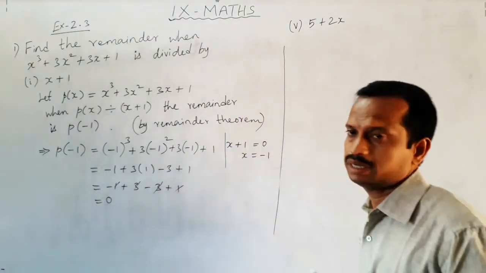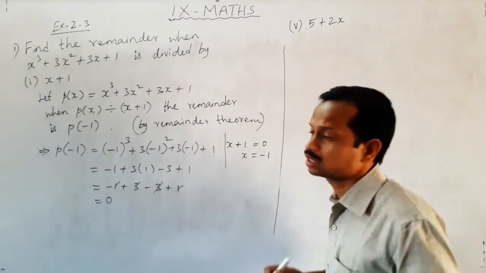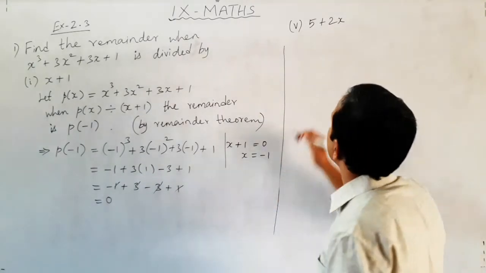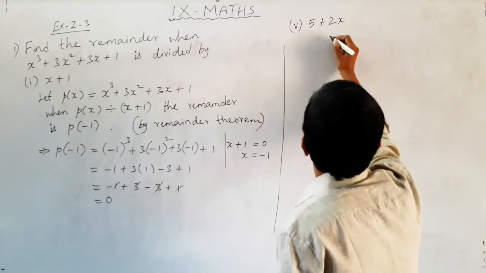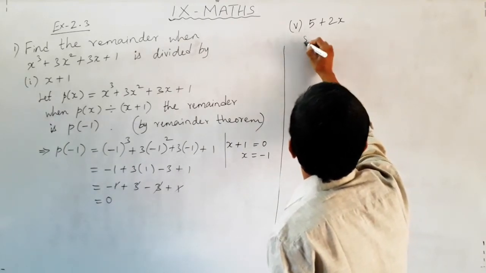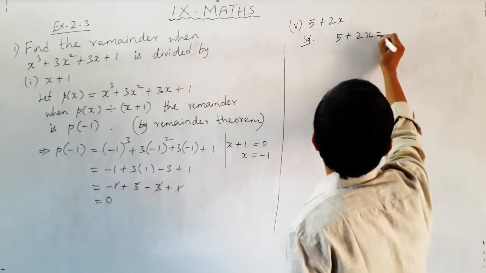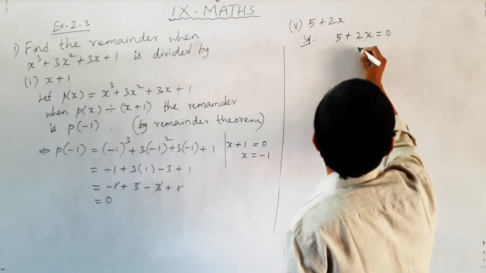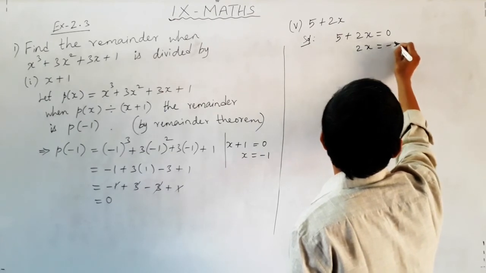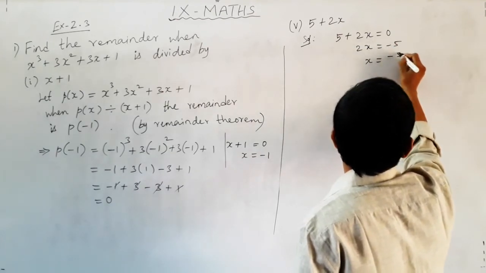And then coming to the next option, option 5, I am taking. The remaining you do as homework, and I will explain also. 5 plus 2x. So you can do it in the writing page itself. Then we get 2x equal to minus 5 and x equal to minus 5 by 2.